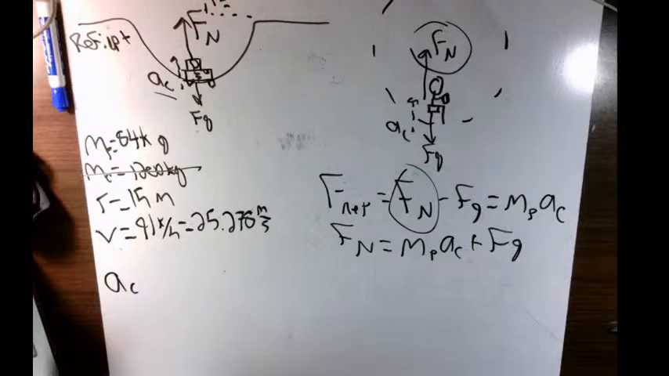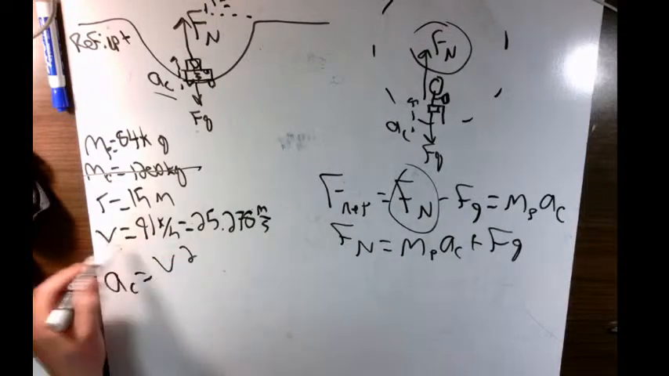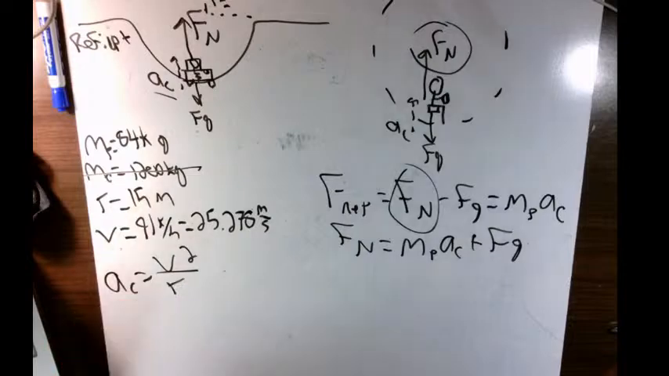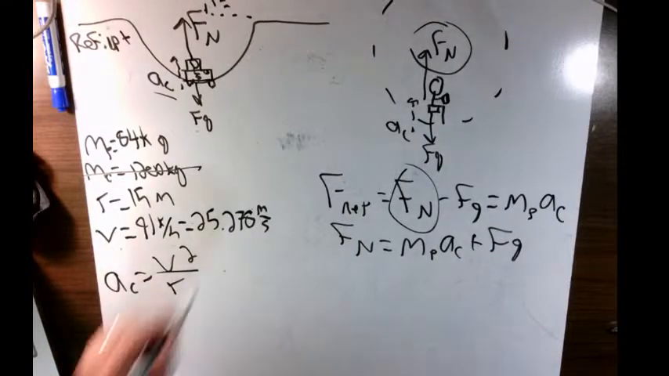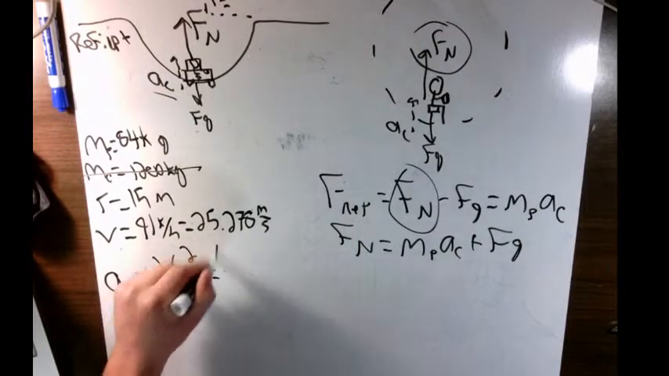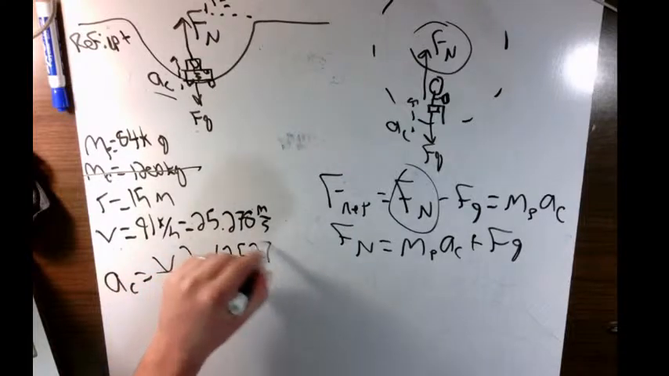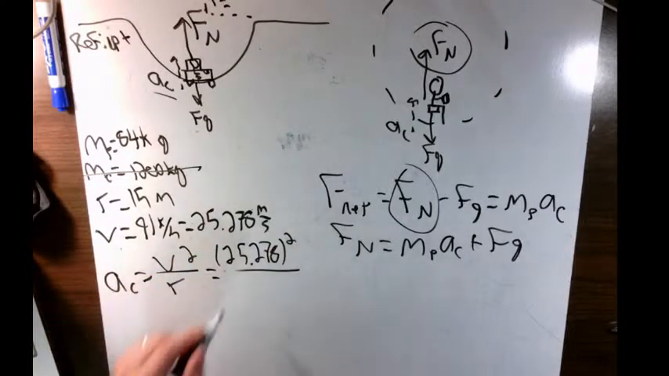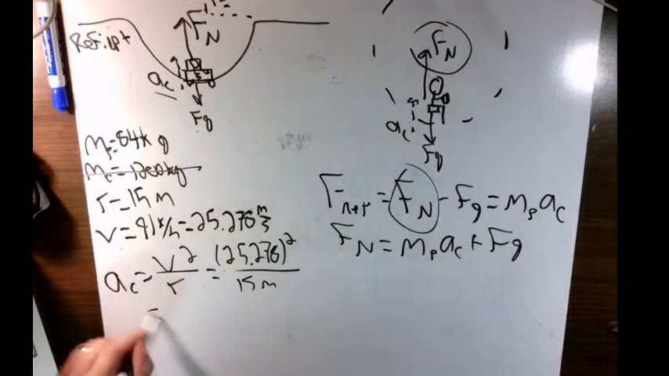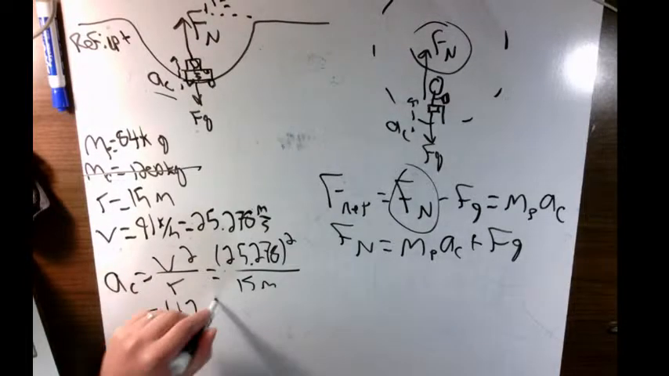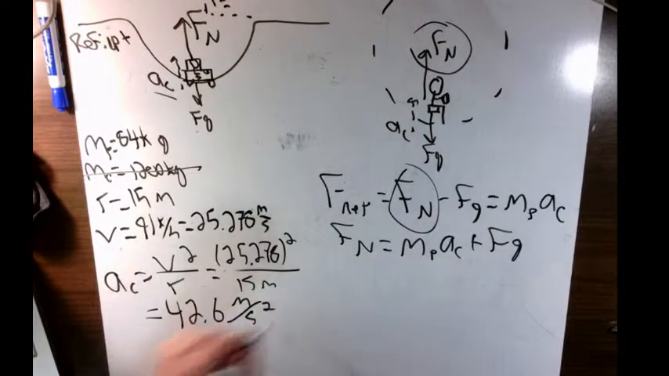We need to determine this centripetal acceleration. We've got two formulas to choose from. We don't know the period, but we know the radius and the speed, so we'll use speed squared divided by radius. Speed in meters per second, 25.278 squared over a radius of 15 meters, gives us a centripetal acceleration of 42.6 meters per second squared. And that's going to be accelerating up. That's this guy here.